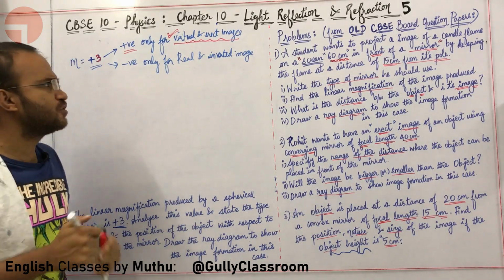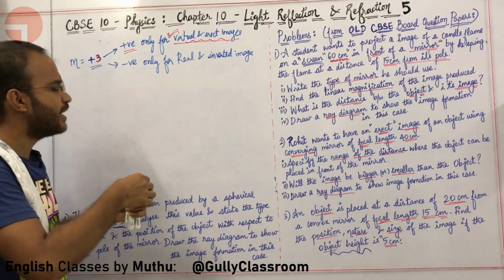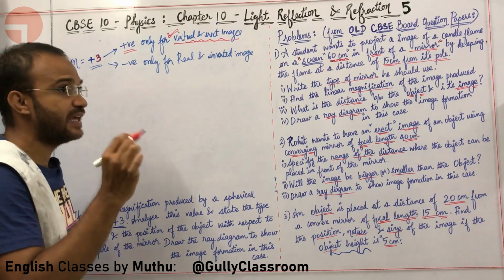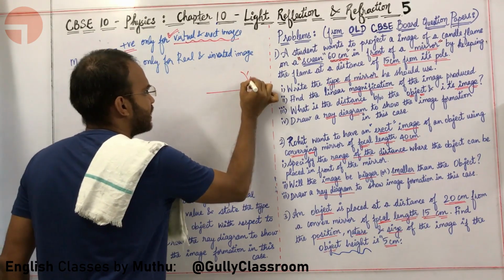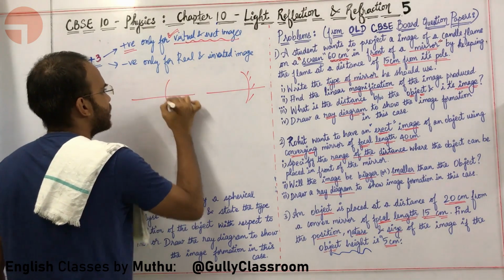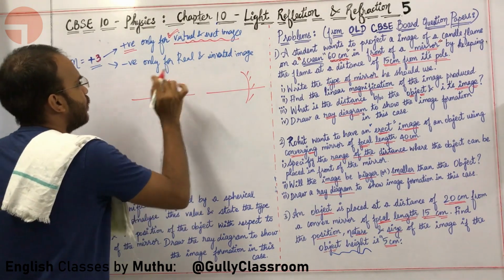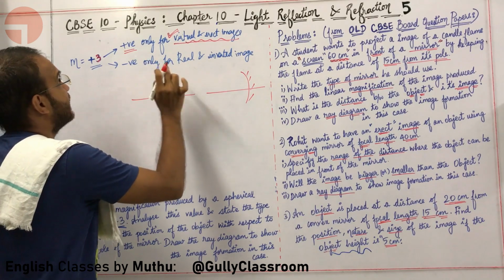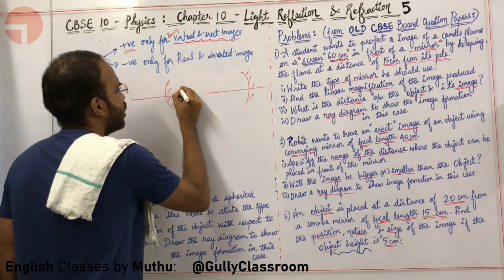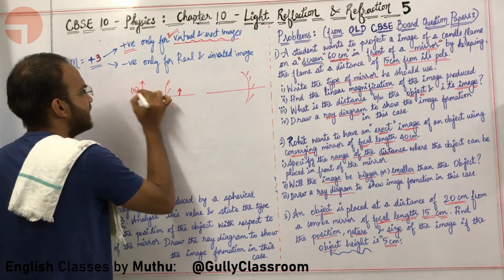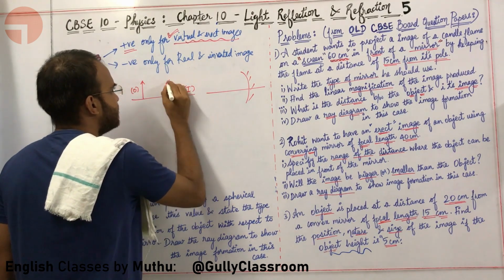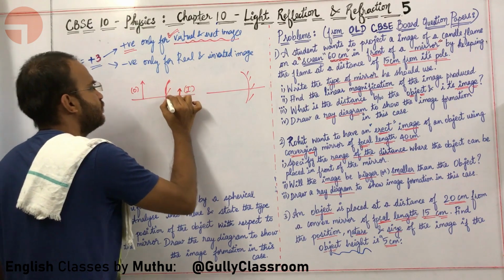What are the two possibilities? Let us consider a concave mirror and let us consider a convex mirror. First, let us consider a convex mirror. Here, what is going to happen? I will get a virtual image, but it will automatically be diminished. If the object is large, the image will be diminished in a convex mirror.